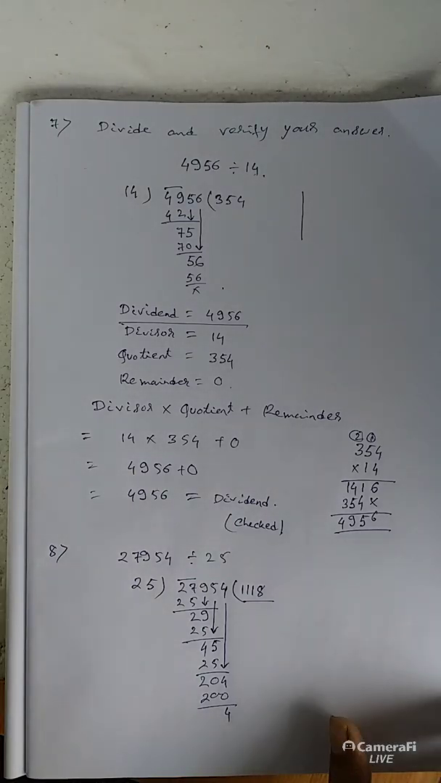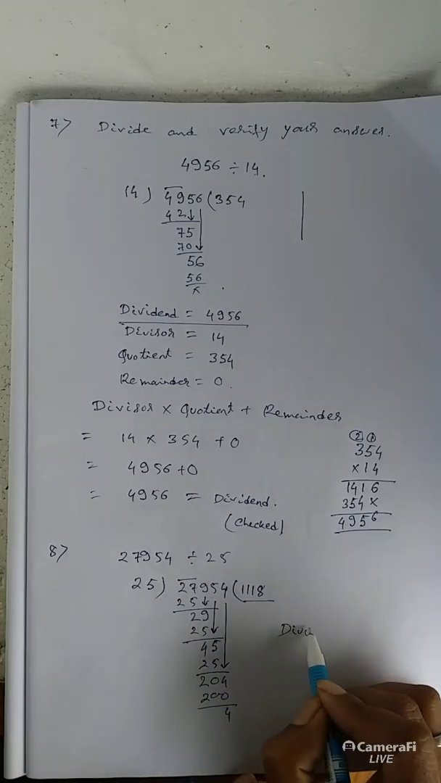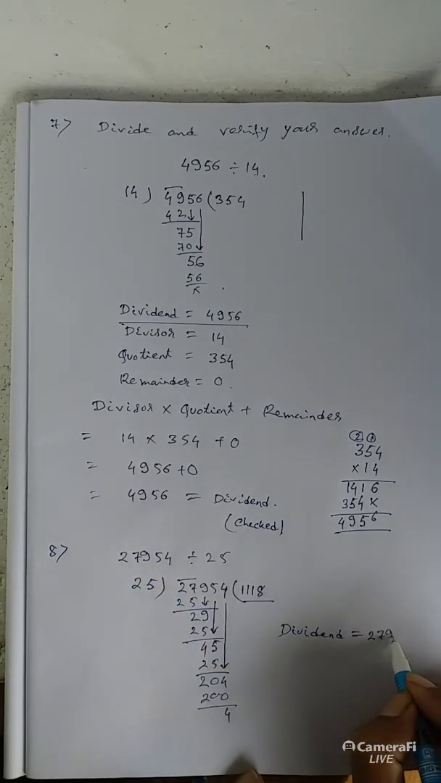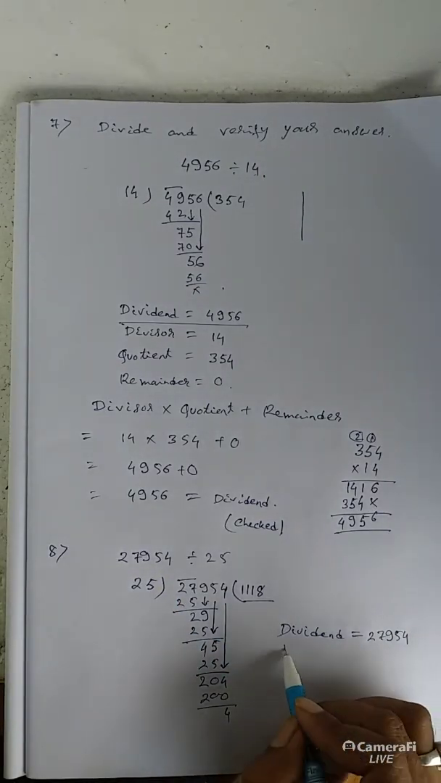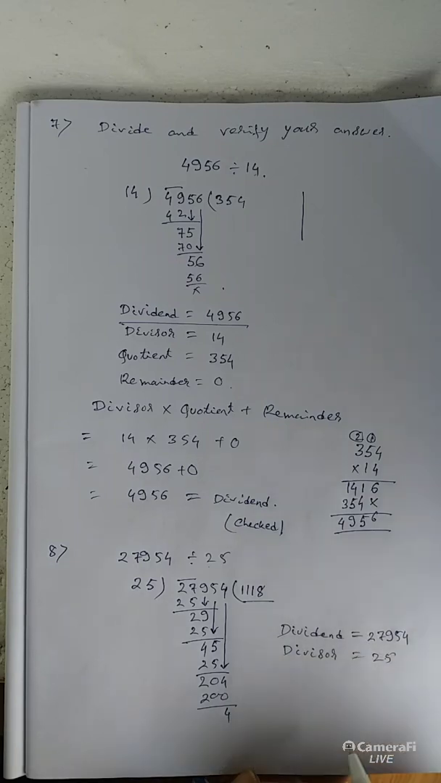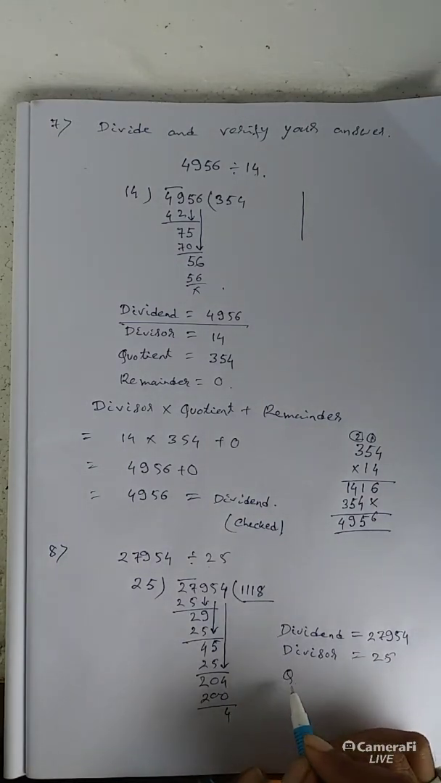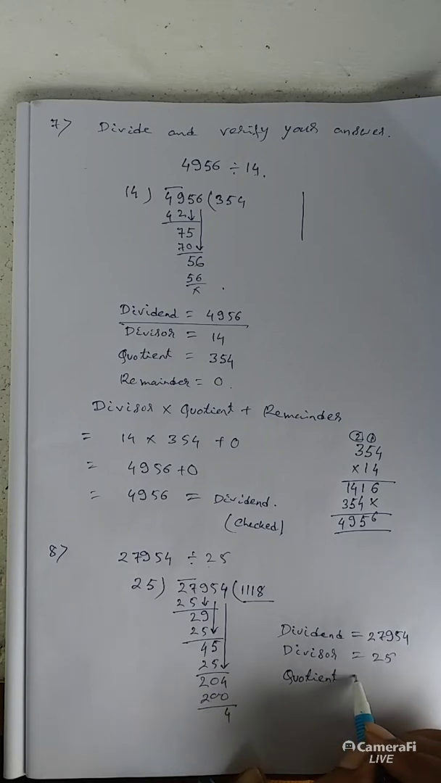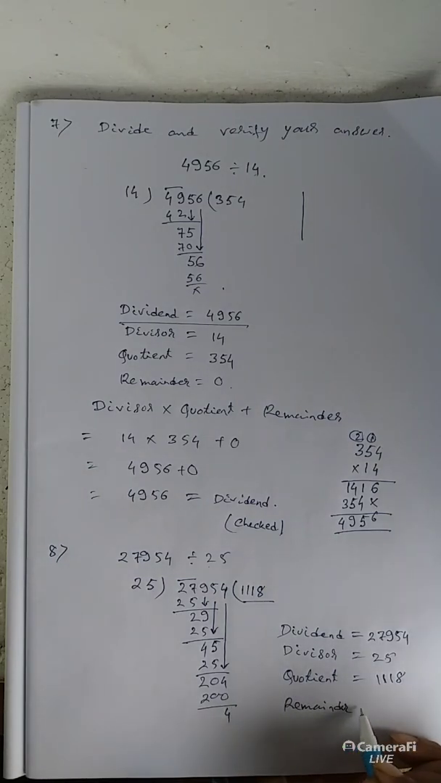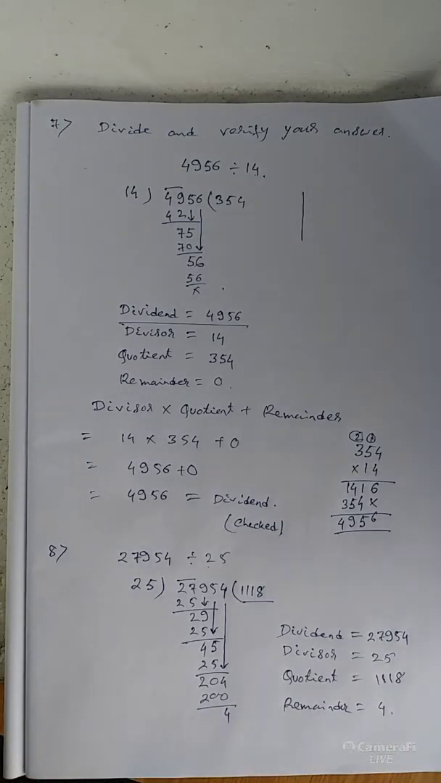Okay. Now let us first note down that dividend equal to this number, divisor equal to 25, quotient equal to 1118, and remainder equal to 4. So these things. Now suppose we have to check our result is correct or not.